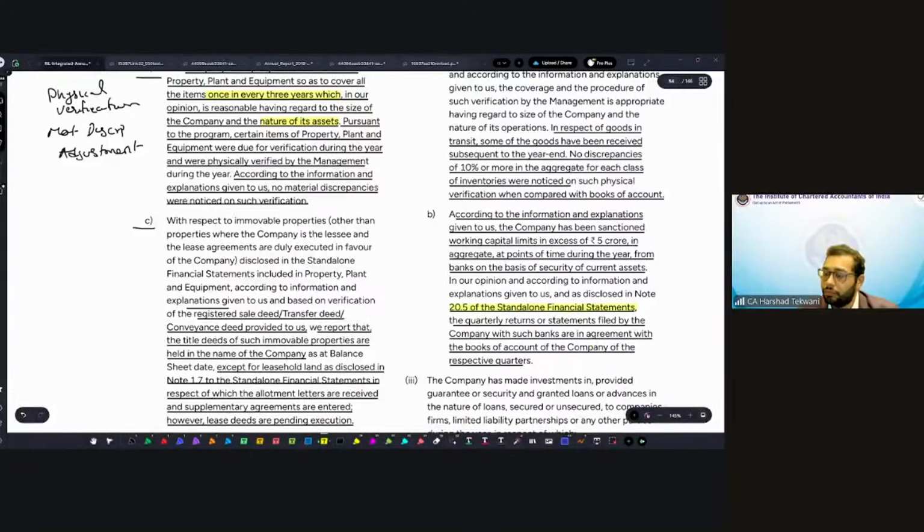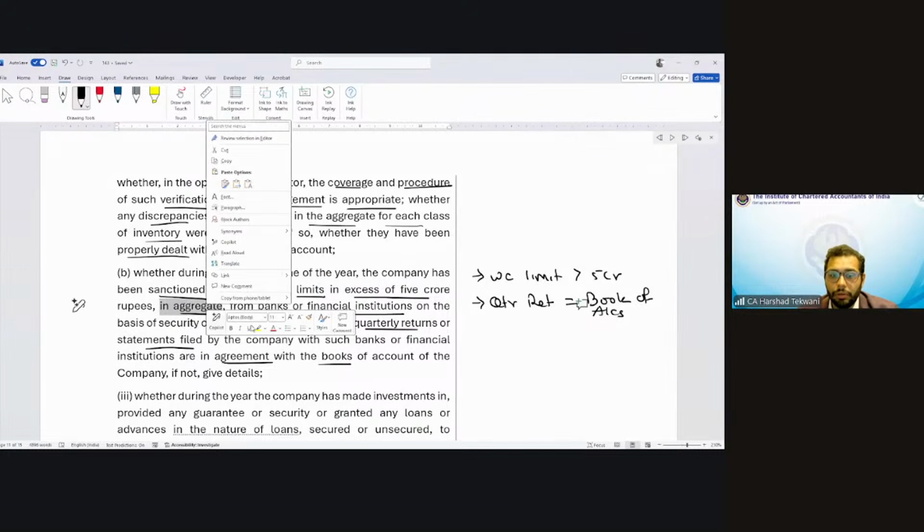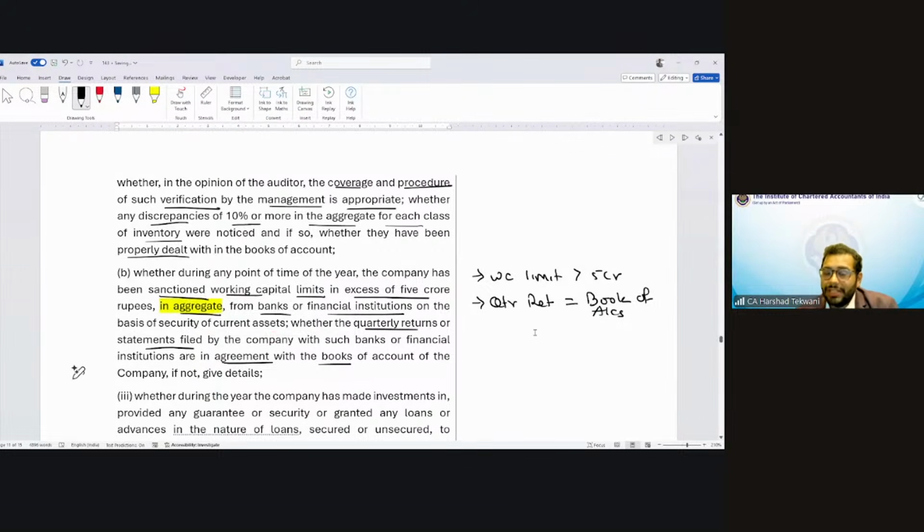Any doubt? Okay, sir. With respect to working capital borrowing, if the company has borrowed from one bank, say Axis Bank with a 3 crore sanction limit, and SBI with about 2 crore, and another bank so and so, do we check individually or on a cumulative basis? For that, it is already specified in aggregate. The clause itself says in aggregate from banks, plural, and financial institutions. So they have specified them together.